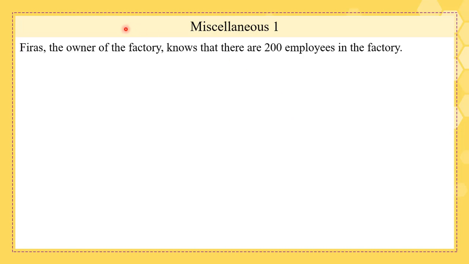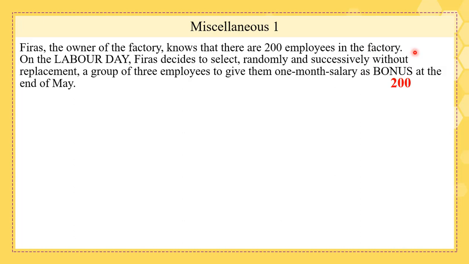Now let's continue talking about the same story. We are still in the same factory and see what's happening. Firas, the owner of the factory, knows that there are 200 employees in this factory. Now, when we know the total number of employees in the factory, we can translate the tree into a table. And let's see why. So these are the 200 employees. On Labor Day, Firas decides to select randomly and successively without replacement. Pay attention, randomly and successively without replacement, a group of 3 employees to give them one month salary as bonus at the end of May.